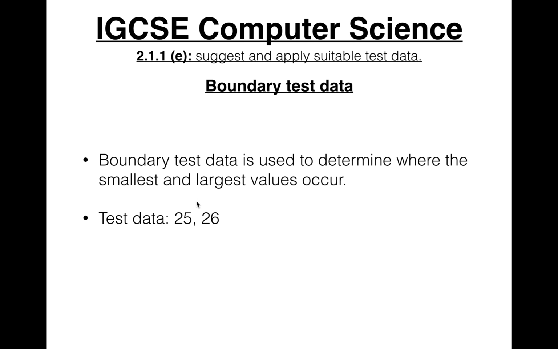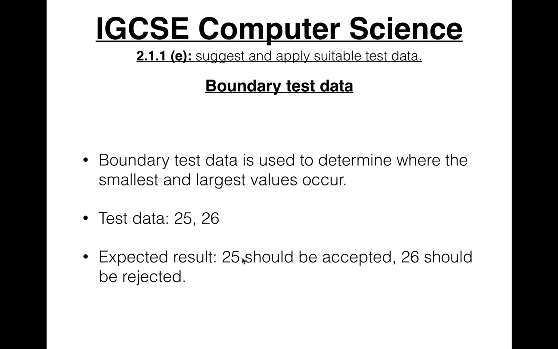So, 25 and 26. These are the 2 values that we use for boundary test data. We expect 25 to be accepted and 26 to be rejected. So we have determined where the largest value occurs. We know that the largest value occurs at 25. And even 25.1 should be rejected, but we're inputting integers here.